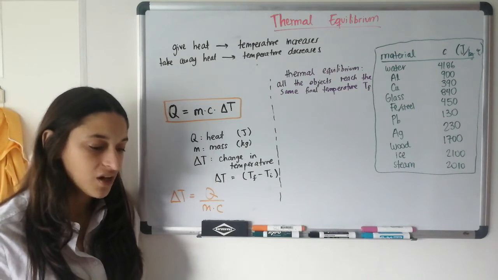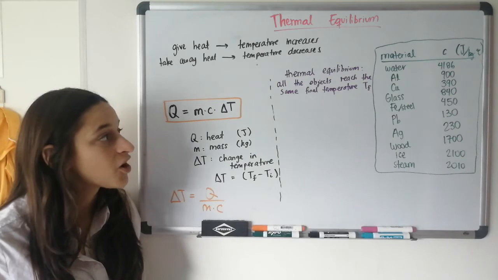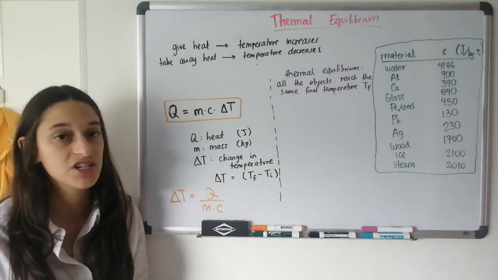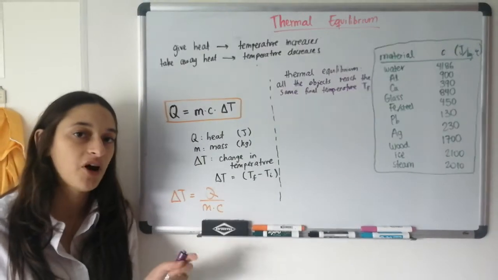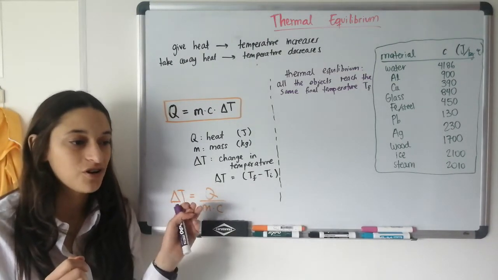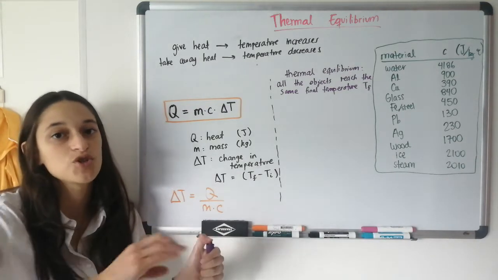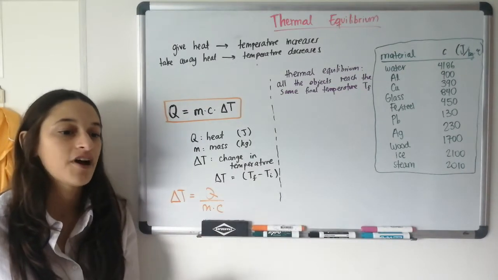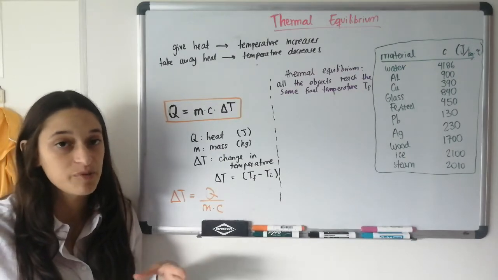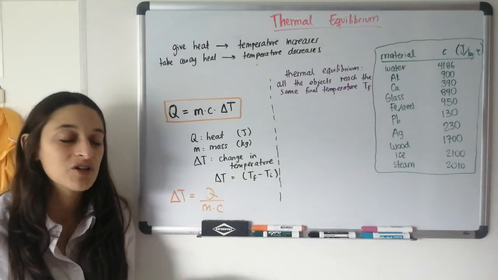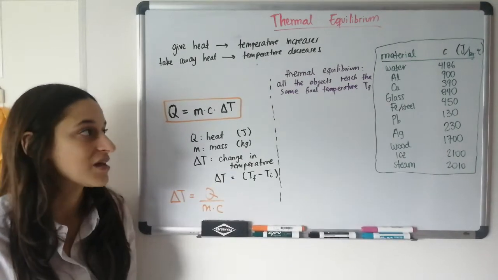So let me see, thermal equilibrium: all the objects reach the same final temperature TF, and they have different initial temperatures. For example, you have your pot of water and it's at a temperature of 45 degrees, and you put in an ice cube, and the ice cube is at 0 degrees, and you want to find when the ice melts, because of course it'll melt if it's in a pot of hot water. When the ice melts, what temperature will the mixture have? And both will have the same temperature.